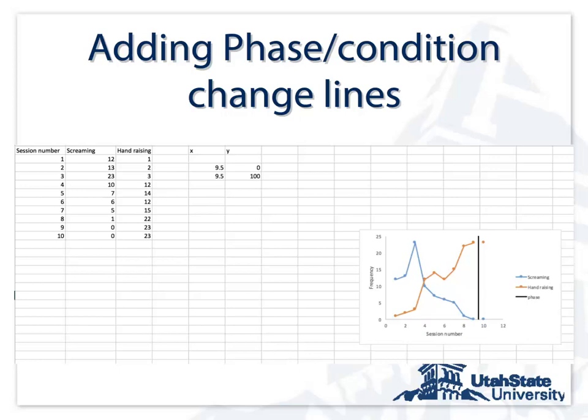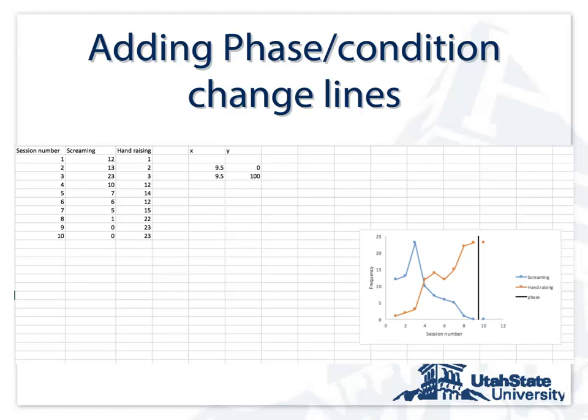We want to put this phase change line between points 9 and 10, so we will put 9.5 twice in the X column and 0 and 100 in the Y column. This should give us a vertical line. We will then need to format the line. By that, we will change the color to black, remove the data markers, and reformat our Y-axis range to 25.